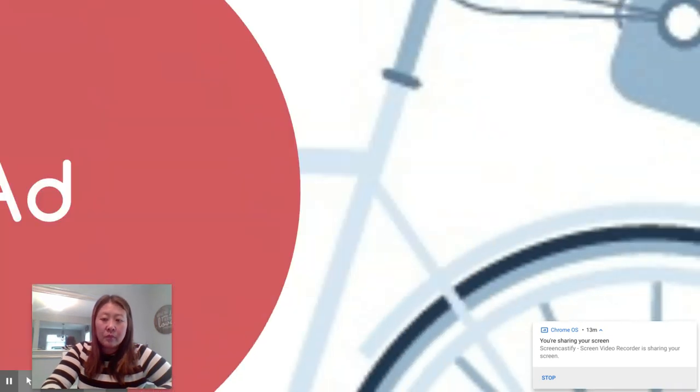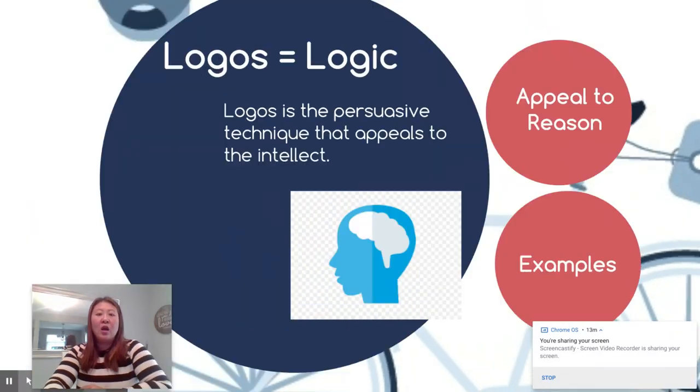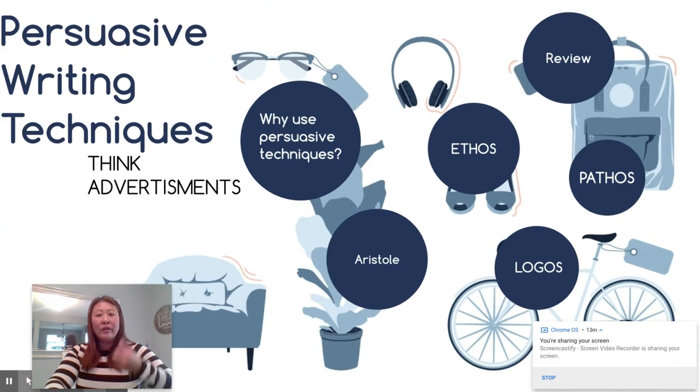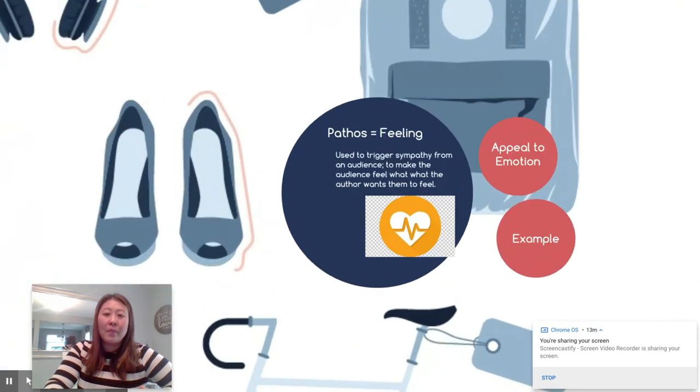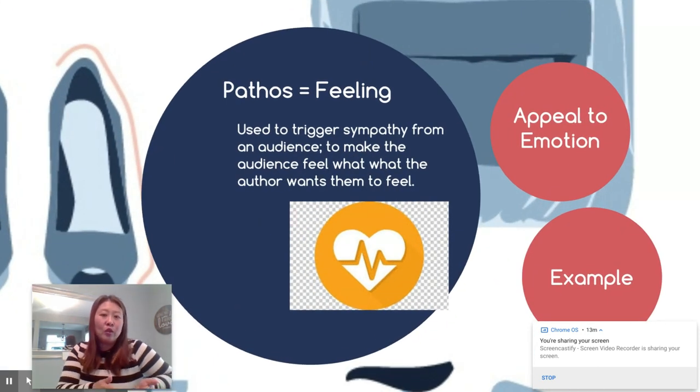Now, let's see if I can scroll through here. We're going to bump back out. So we've done ethos, appealing to authority, or ethics. We've done logos, appealing to your logic, appealing to your reason. And the last one we're going to talk about is pathos. The Greek root for that means feeling. So pathos is used to trigger sympathy from the audience, to make the audience feel what the author wants them to feel. I have a couple typos I'll fix before I release it.